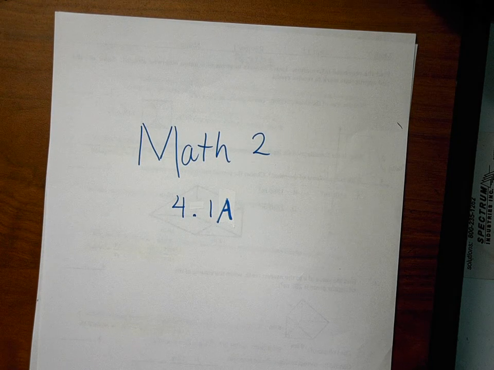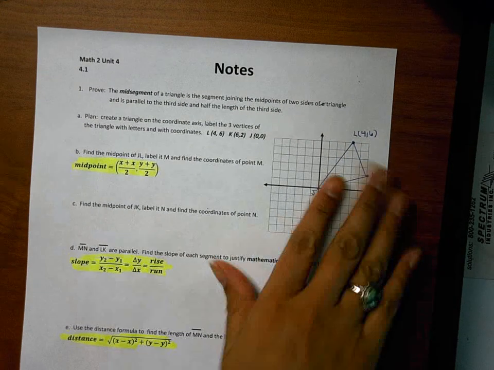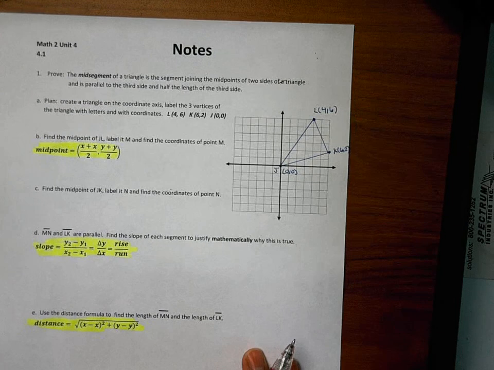This is Math 2 4.1a notes. That's Unit 4, Lesson 1a. You should have received this handout in class. If not, or you misplaced yours, you can always print it off from my website.